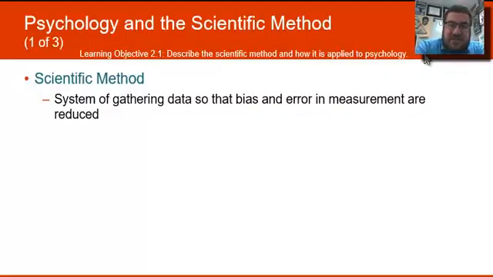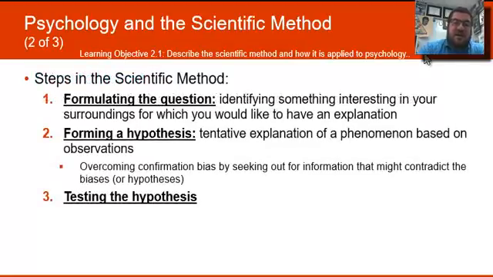So you guys know what the scientific method is. You've had it since elementary school. It's the system of gathering data so that bias and error in measurement are reduced. We want to be as unbiased as possible. The steps in the scientific method for psychology are to first of all formulate the question, something that interests you, and formulate the question you really want to discuss.